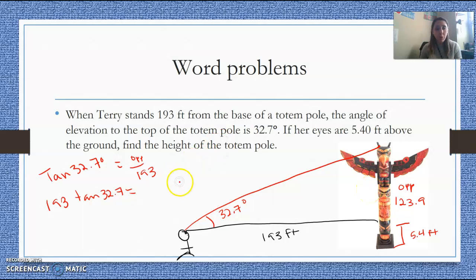So the totem pole is equal to 129.3 feet. I need to know that the height of the totem pole is that high. I need to know what the unit of measure is. Make sure you can do all of that.